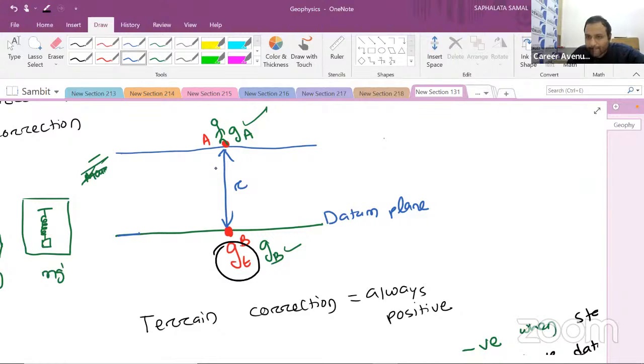Suppose that distance is R. Due to this distance, we might have different gravity values at A and B, because the B location is closer to the center of the Earth and A is farther from the center. So the distance difference can create this difference in the gravity value. How much difference is created? That is called the free air correction. Because A is farther from the center, the gravity value is coming less. If I neglect this distance, the gravity values at both should be equal.